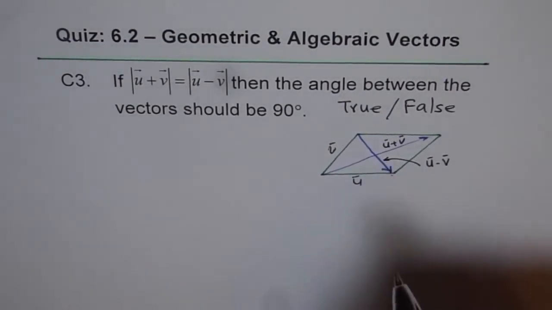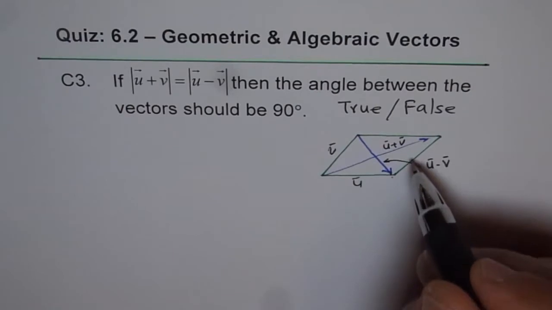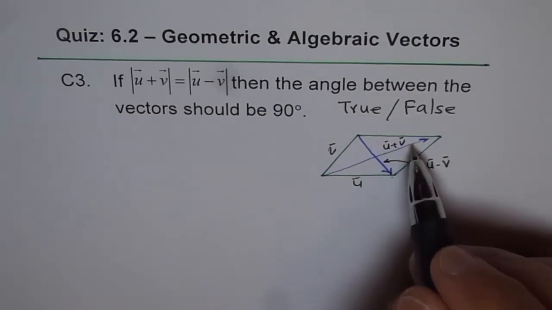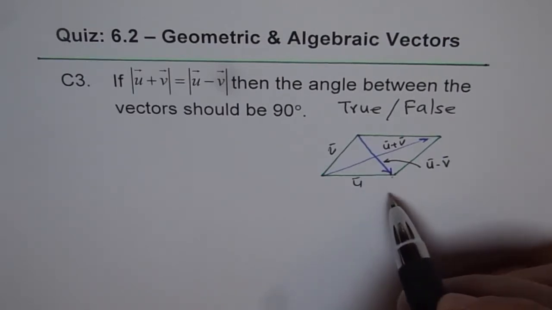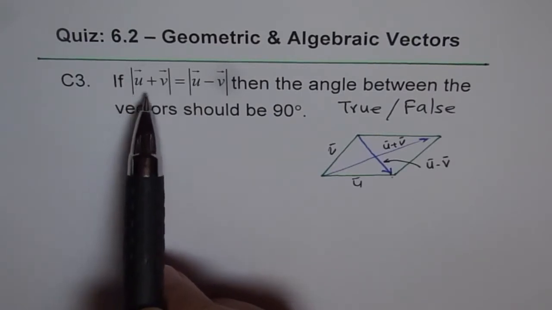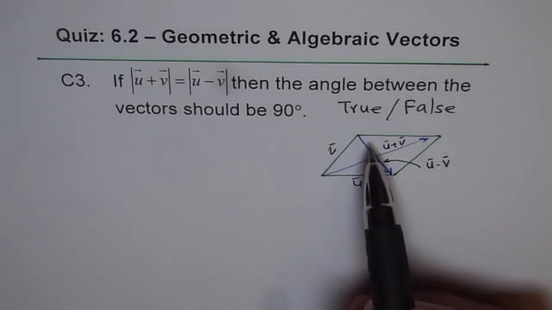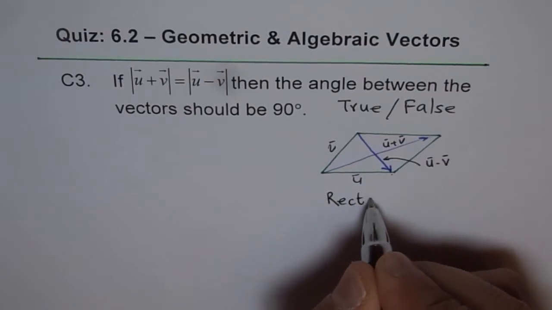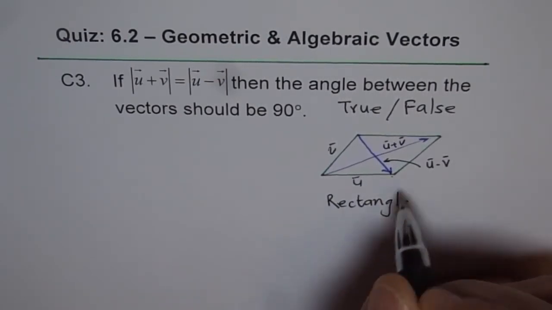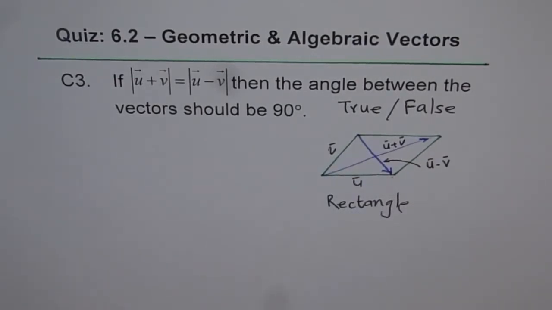But the important thing here is that u plus v and u minus v are diagonals of a parallelogram. Now, what is the condition that these diagonals are equal? That is what we need to figure out. If we say that the magnitude of u plus v is the same as the magnitude of u minus v, that means the length of these two diagonals is the same, correct? So that is only possible if we have a rectangle. Do you understand? Not otherwise. So a rectangle is the parallelogram in which the lengths of the diagonals are exactly the same.